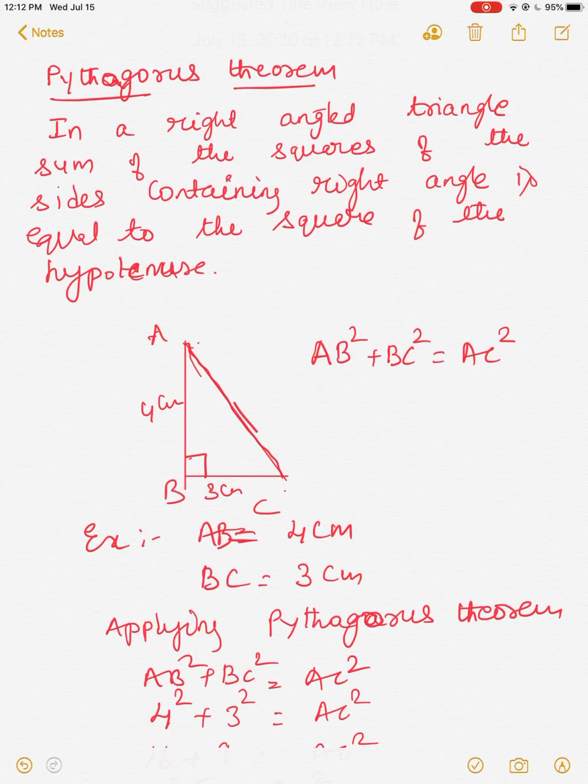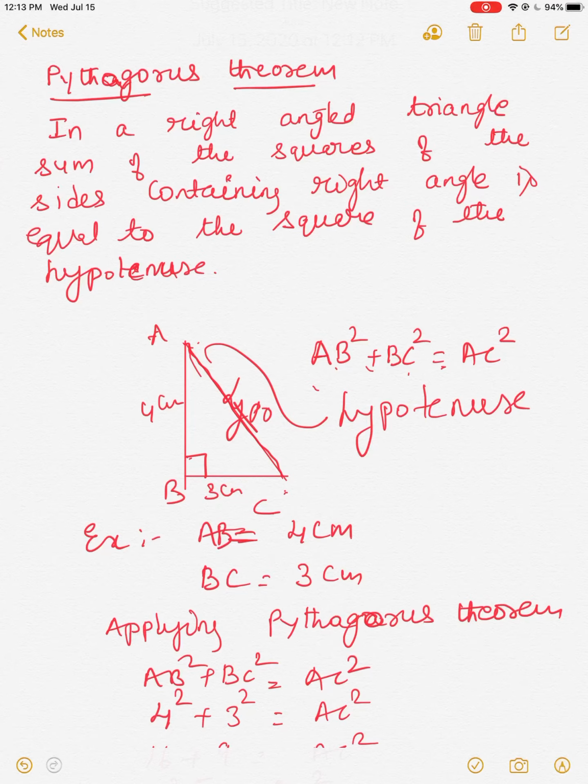Now let us take this triangle ABC I have drawn. AB is equal to 4 centimeters, BC is equal to 3 centimeters. Now according to the Pythagoras theorem, the sum of the squares of the sides. That means if you add up the squares of the sides, AB is one side, so AB square, BC is one side, BC square, is equal to the square of the hypotenuse. AC is called hypotenuse.